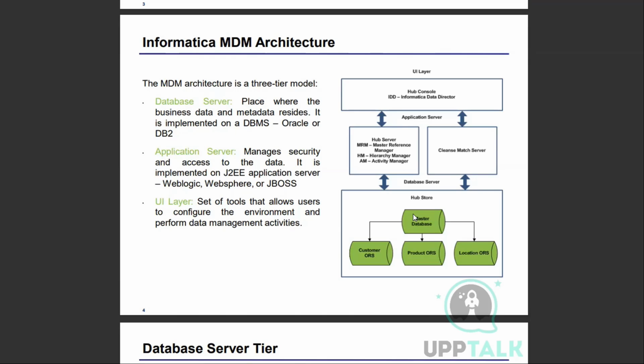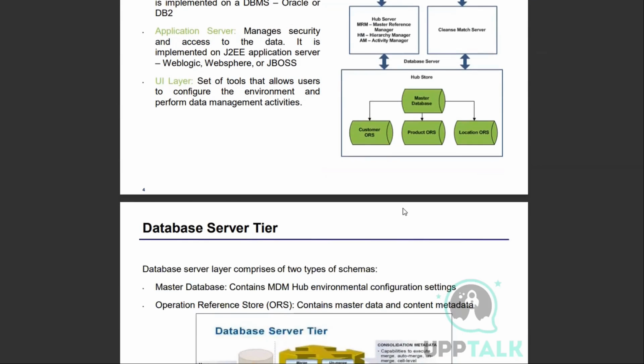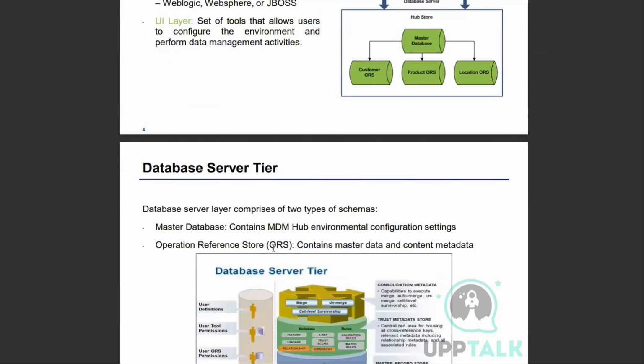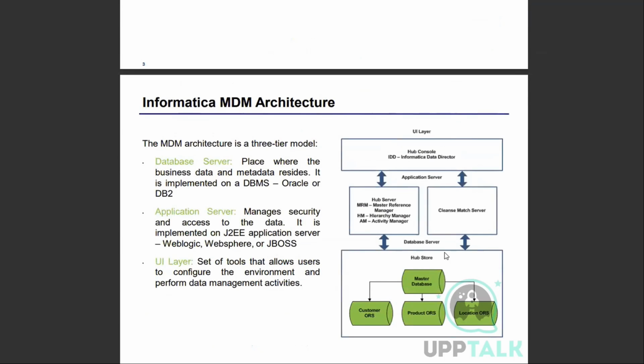Next one is your database. Now your database is split into 2 parts. One is the master database, which will come with your configuration every single time. We'll go deep into what it will hold and what it will not. The second are the ORS, which are operational reference stores. In the database, all your configurations and everything will be stored according to your application layer.